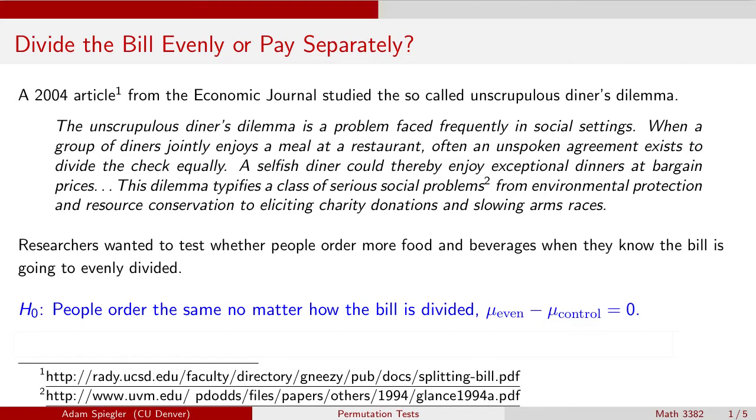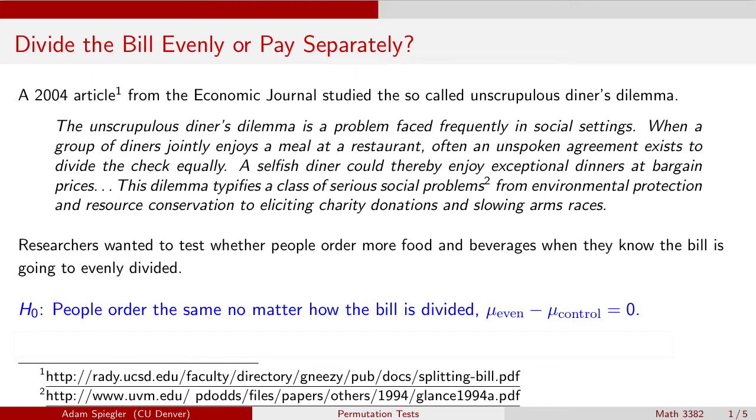The null hypothesis would be the boring claim that people order the same amount of food no matter how the bill is divided. So mu sub even is denoting the mean amount ordered by everyone when the bill is split evenly, and mu control would be the mean amount of food ordered by everybody if everybody was just paying for what they ordered themselves. So this is what we're considering the control. So the null hypothesis, this is the boring claim. We use parameters when we state this, and we use equality as well.